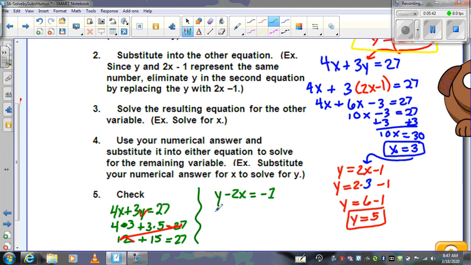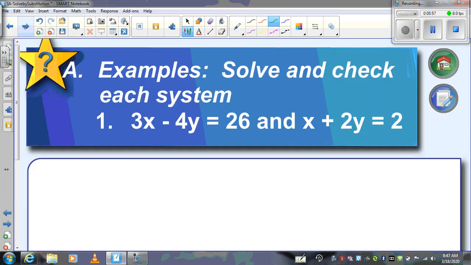Okay, so let's see, that's going to be 5 minus 2 times 3 equals negative 1. 5 minus 6 equals negative 1, and negative 1 does equal negative 1. That is true. All right, let's try this again, for those of you who are not sure.